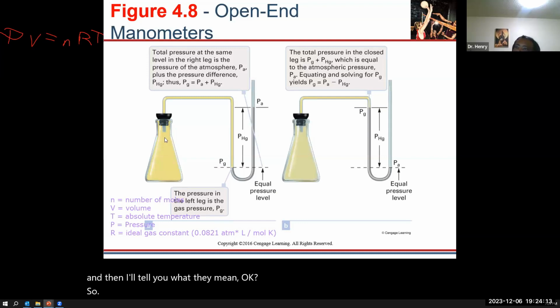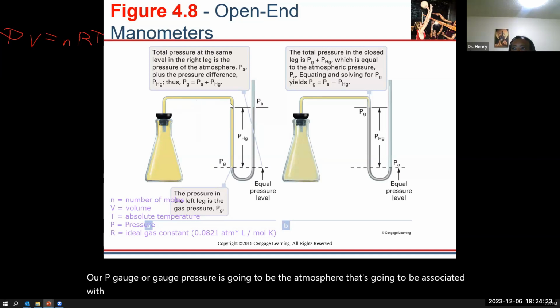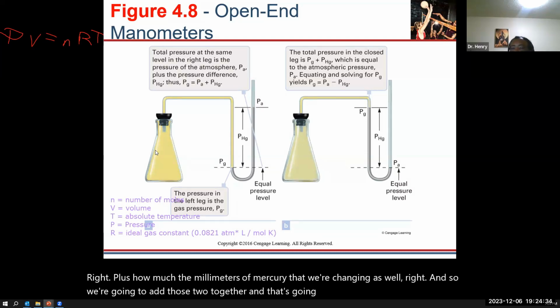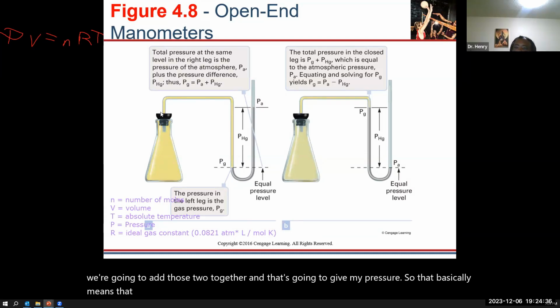So if we look at the pressure here, our P gauge, our gauge pressure, is going to be the atmosphere that's associated with the bottle, right? Plus how many millimeters of mercury we're changing as well, right? And so we're going to add those two together, and that's going to give my pressure. So that basically means that the pressure inside the flask is greater than the pressure of the atmosphere. P_A is representing the atmosphere. Okay?